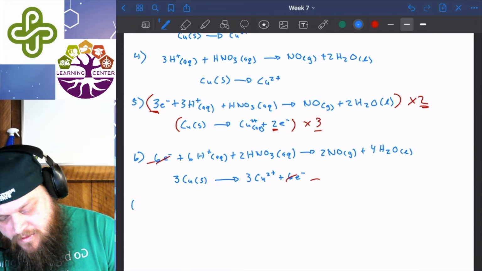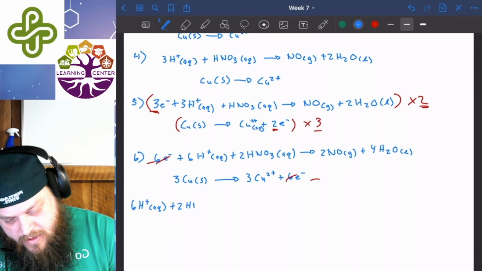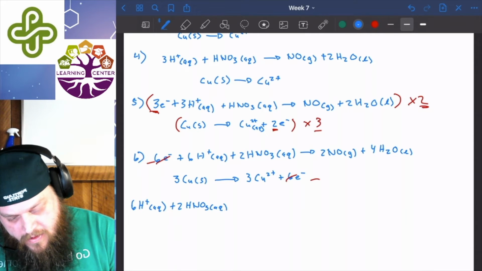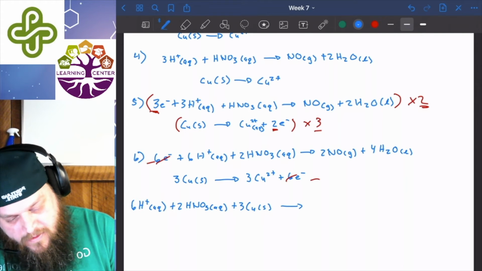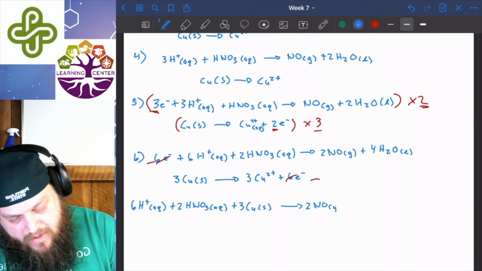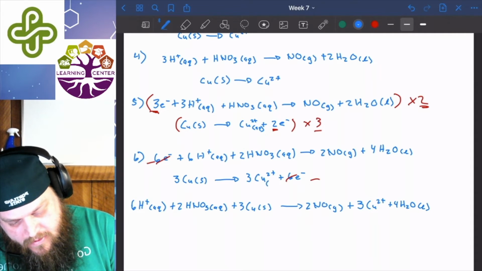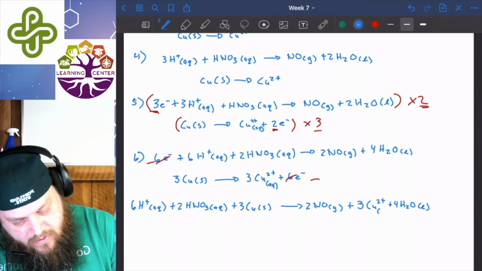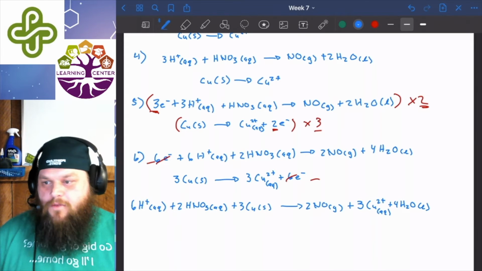So writing that out, there's going to be 6 H+ aqueous plus 2 HNO3 aqueous plus 3 copper solid. Those reactants will produce 2 NO gas plus 3 Cu2+ plus 4 H2O liquid. And this should have been aqueous, and so should this. So now we basically have our final reaction.